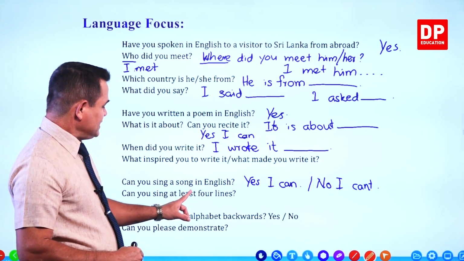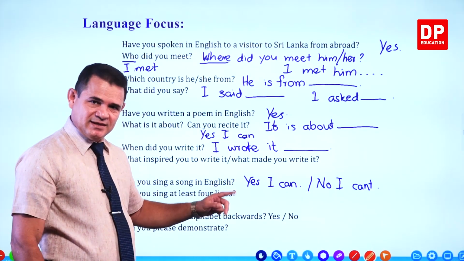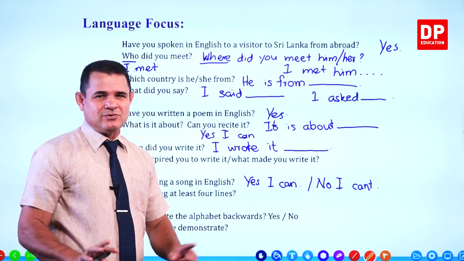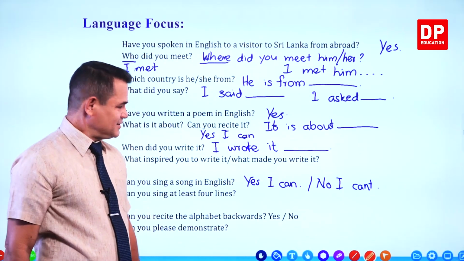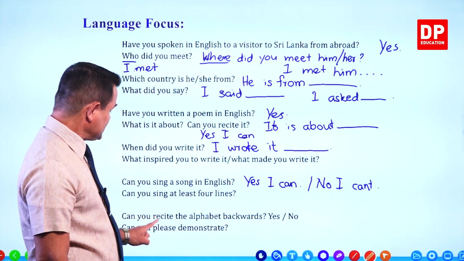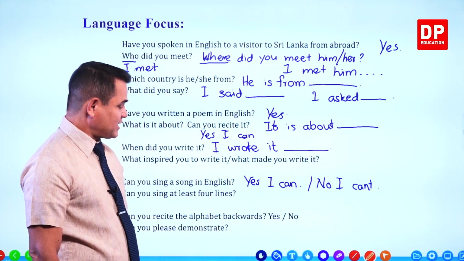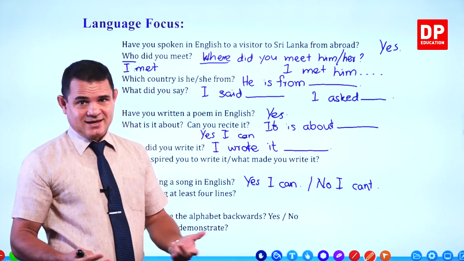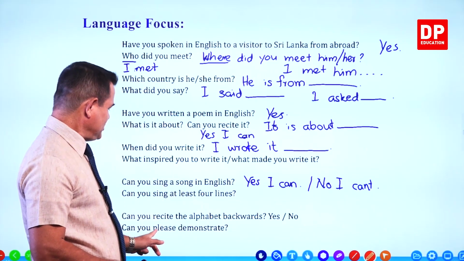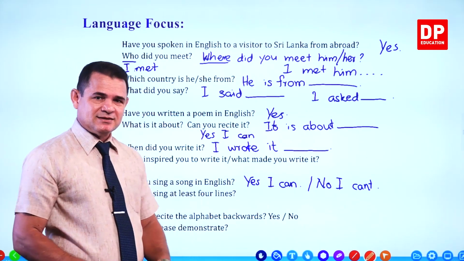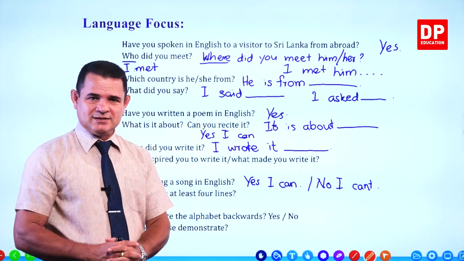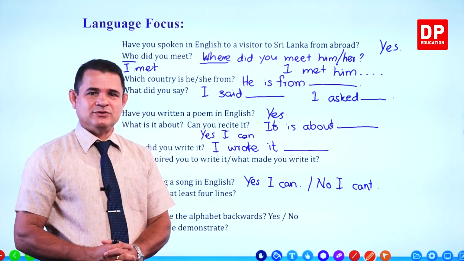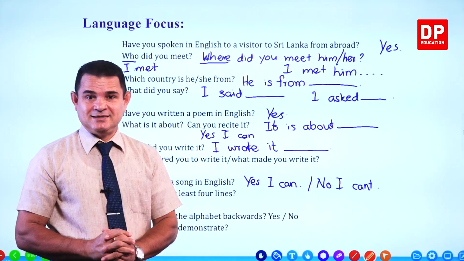And can you sing at least 4 lines? Yes, I can. No, I can't. Anything. Then can you recite the alphabet backwards? Oh, yes, I can. Can you please demonstrate? Right. So you have to tell it and show.